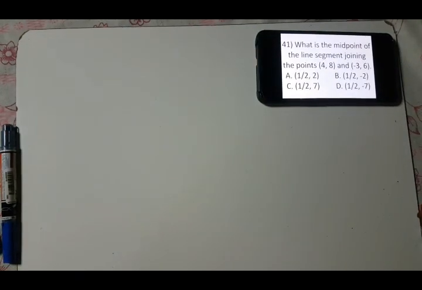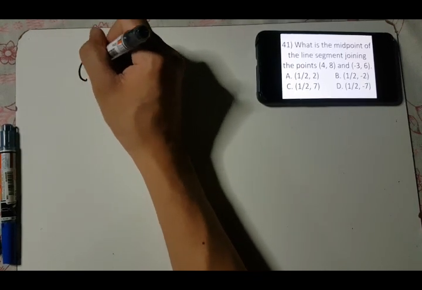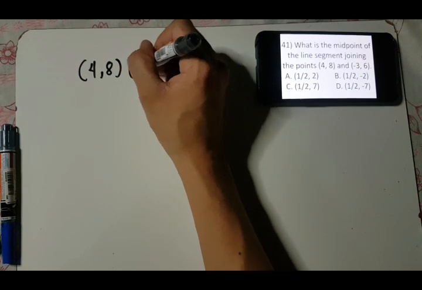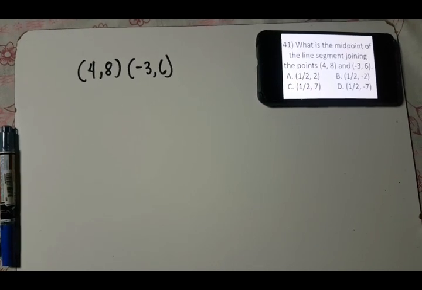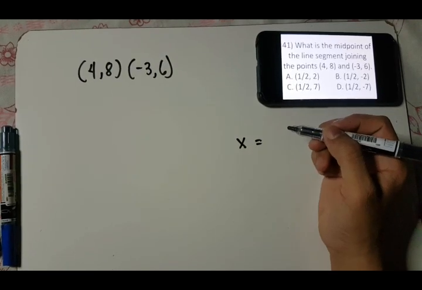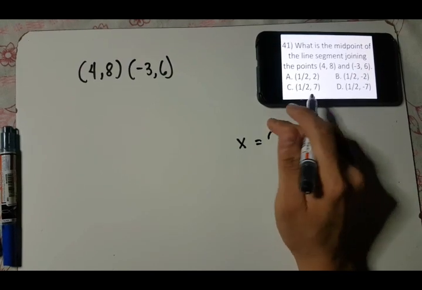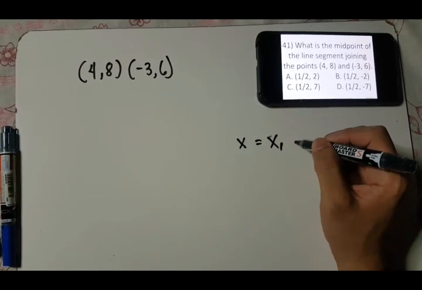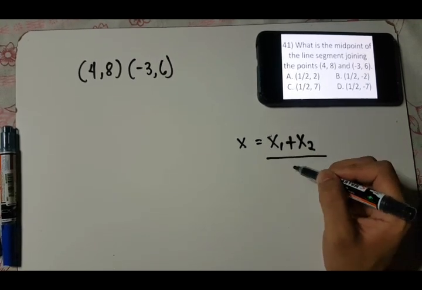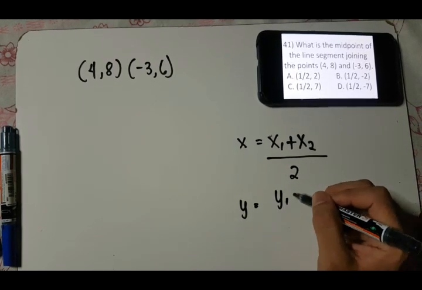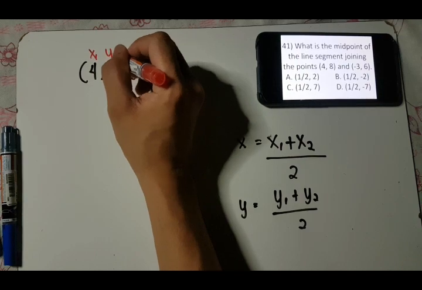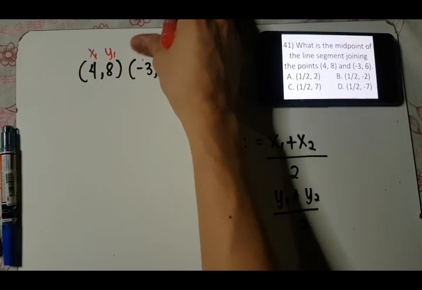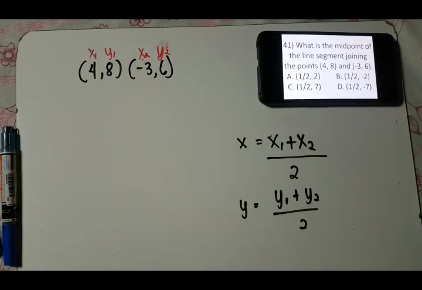Next question. What is the midpoint of the line segment joining the points 4, 8, and negative 3, 6? So, 4 and 8, negative 3, 6. So, to get the midpoint, so let's use the midpoint formula, which is, so for x, that is, x sub 1 plus x sub 2 over 2. So for y sub 1 plus y sub 2 over 2. So we have this as x sub 1, y sub 1, x sub 2, y sub 2. O, substitute lang natin siya sa given natin.